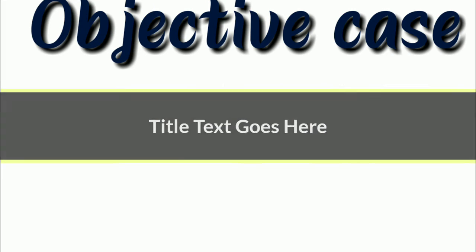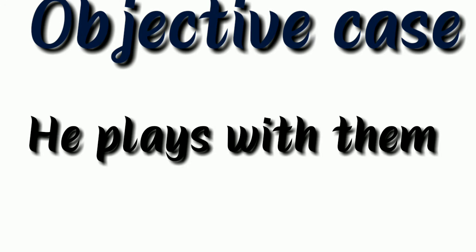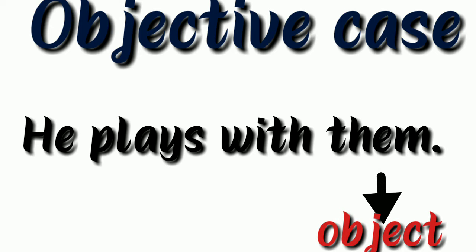And the last one is objective case. When the pronoun is used as the object of a sentence, it is said to be in the objective case. For example, he plays with them. Here in this sentence, them is the object. So here pronoun is used as an objective case.